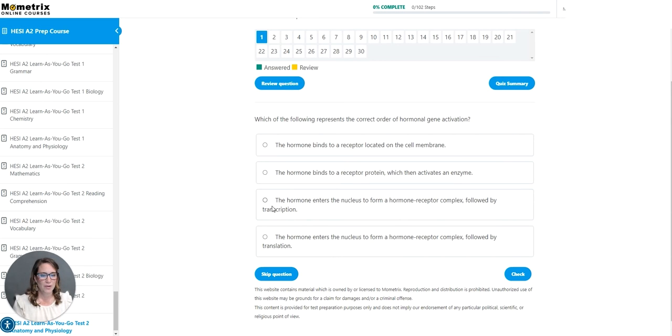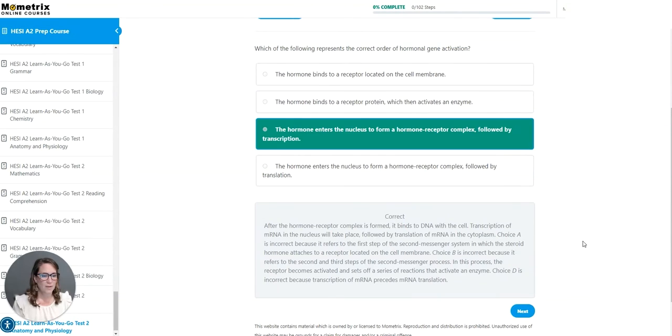Okay, just quickly, we know that transcription has to come before translation, so we're going to go ahead and select this one. It gives us our rationale here. We are correct. After the hormone receptor complex is formed, it binds to the DNA within the cell. And then transcription of the mRNA in the nucleus will take place. And as we said, this is then followed by the translation of mRNA in the cytoplasm.